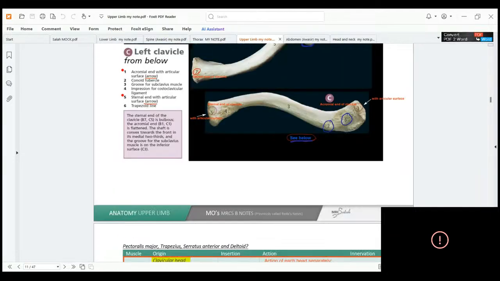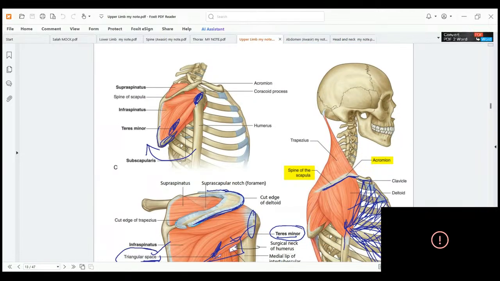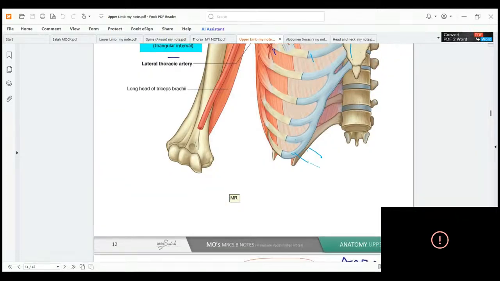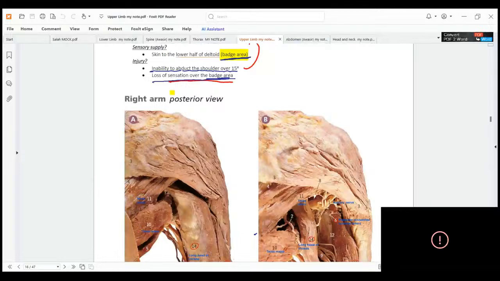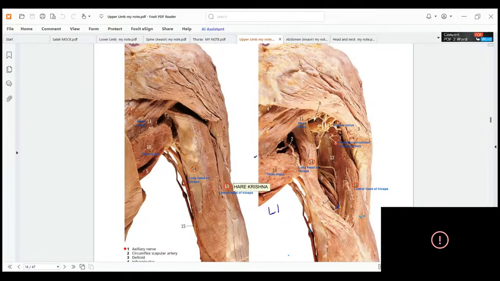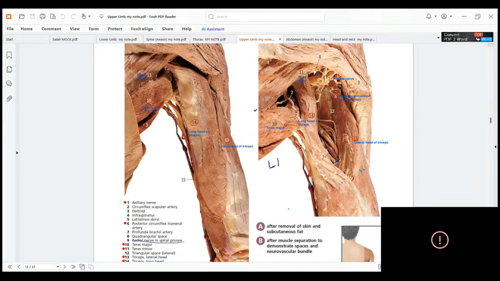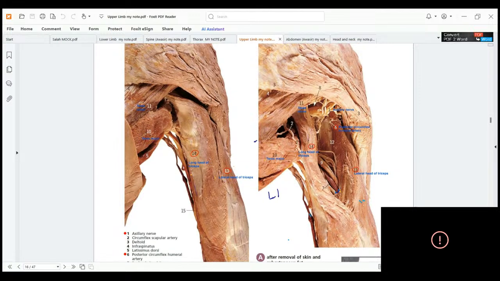5, we have seen this one before. This picture. Number 1 is axillary nerve here.